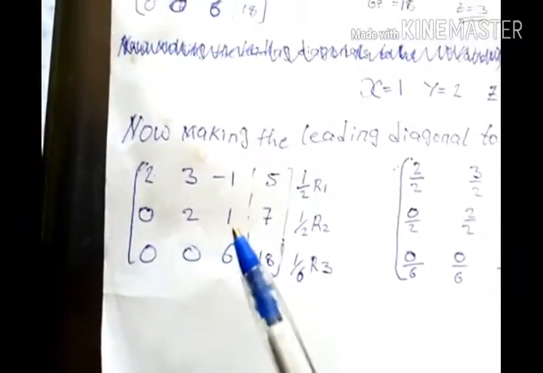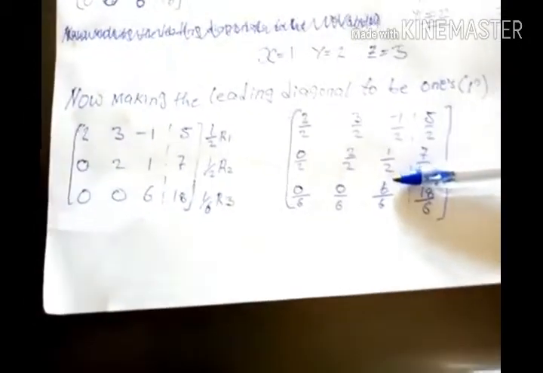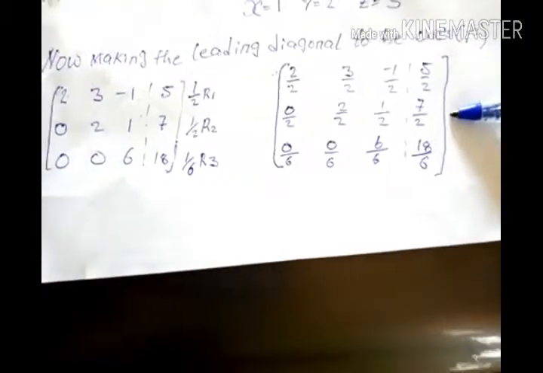That's 1 over 2 row 1: divide the whole of row 1 by 2. 1 over 2 row 2: divide the whole of row 2 by 2. And 1 over 6 row 3: divide the whole of row 3 by 6. So this is what I did here. The whole of the row: 2 by 2, 3 by 2, minus 1 by 2, 5 by 2. Here also 0 by 2, 2 by 2, 1 by 2, as it is here.